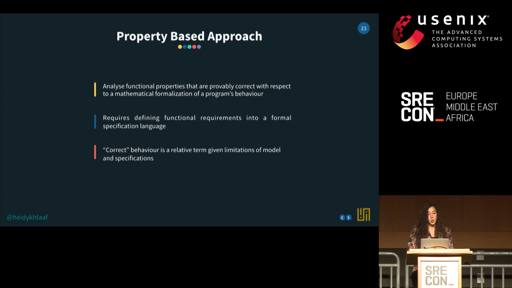Its purpose is to analyze functional properties that are provably correct with respect to a mathematical formalization of a program's behavior, right? So it's getting a little bit more math heavy here. It requires defining functional requirements in a formal specification language.